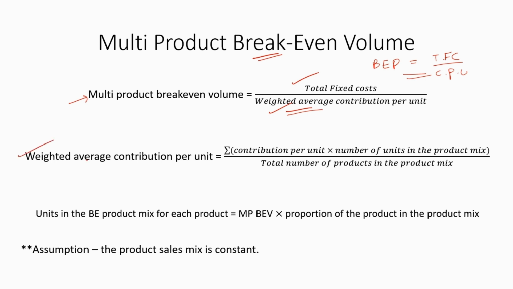This is how we can calculate the weighted average contribution per unit. We have to take the summation of contribution per unit multiplied by the number of units in the product mix of each product, and divide by the total number of products in the product mix. And then we can calculate the units in the break-even product mix for each product, which is equal to multi-product break-even volume multiplied by the proportion of the product in the product mix. This assumption is very important. We assume that the product sales mix is constant.